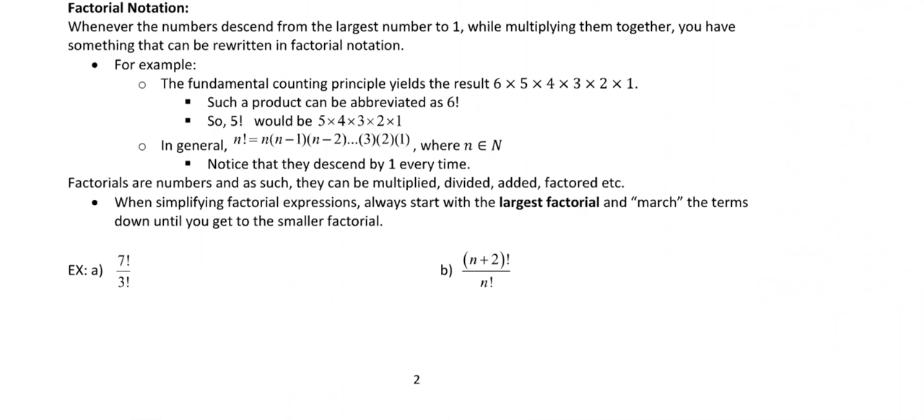All right, next part. So factorial notation. Whenever the numbers descend from the largest number all the way down to 1, we actually have a notation for this in math. It's called factorial notation. Okay, so we had a couple of examples above where we had this situation where it was like 6 times 5 times 4 times 3 times 2 times 1. In math, we write that as 6 factorial with like an exclamation point. Okay, it's in different places on your calculator.